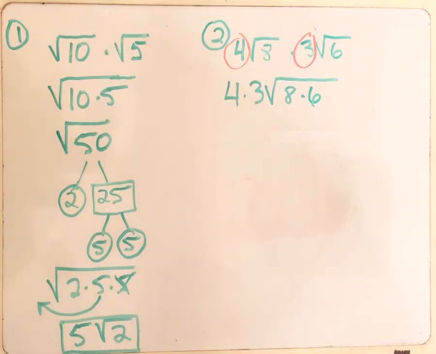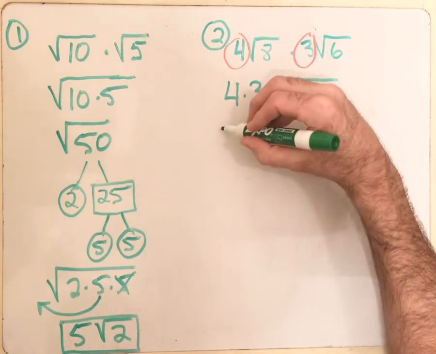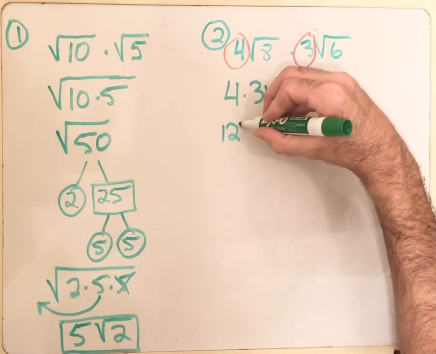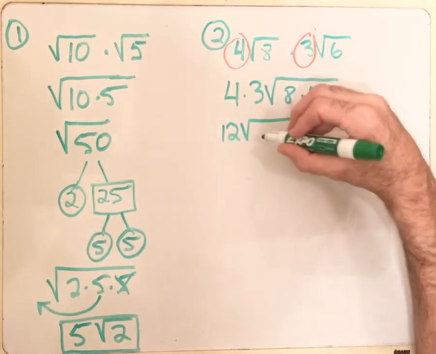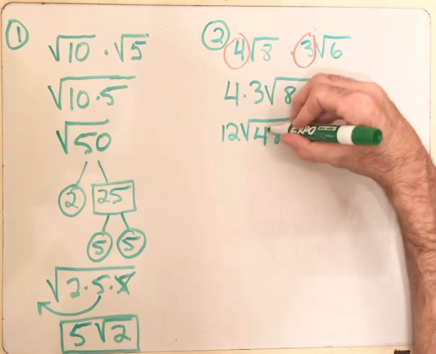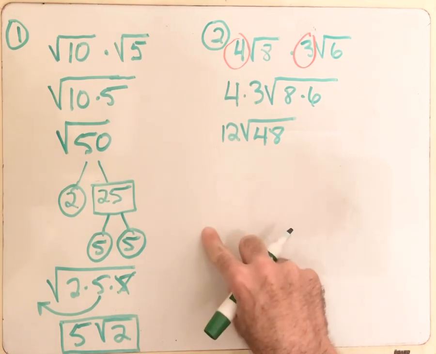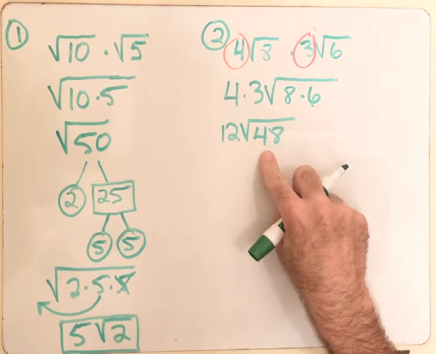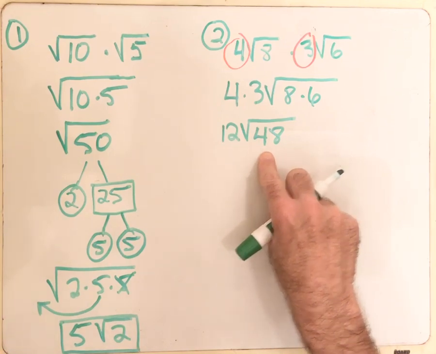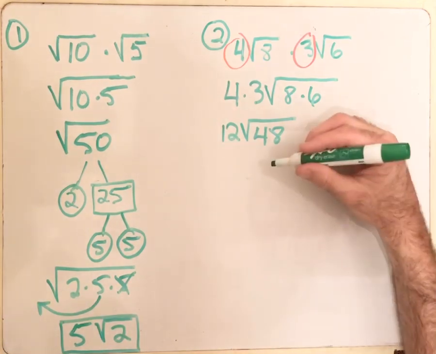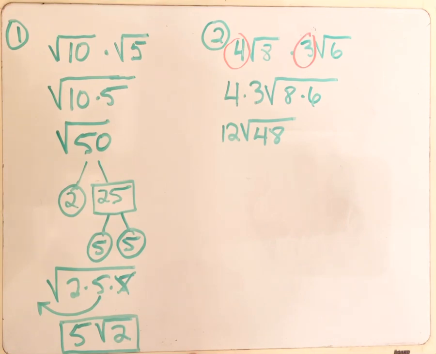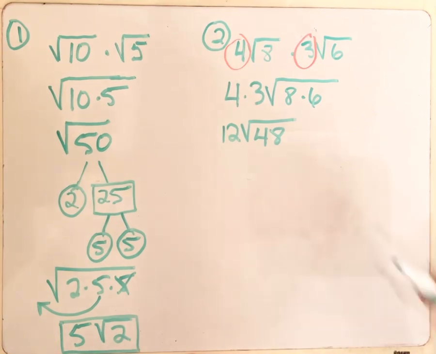Now we're going to multiply all this stuff together. 4 times 3 is 12. The square root of 8 times 6 is 48. We're going to leave this 12 alone for now, and we're going to bring that back with us at the end once we figure out what we can pull out of the square root of 48.